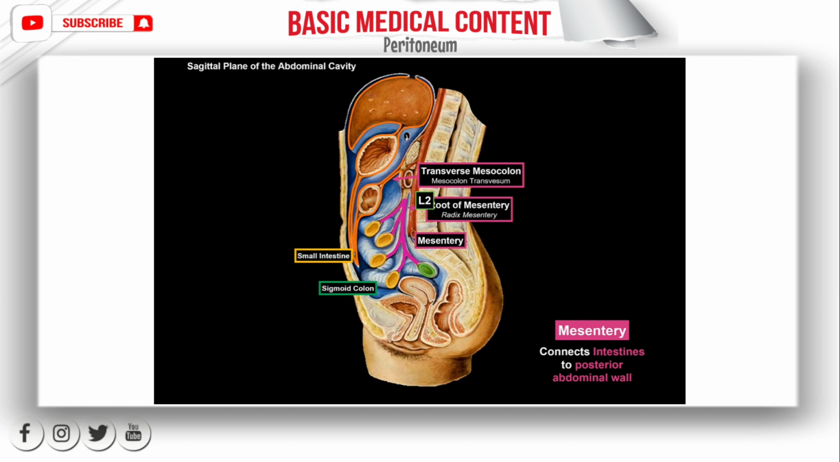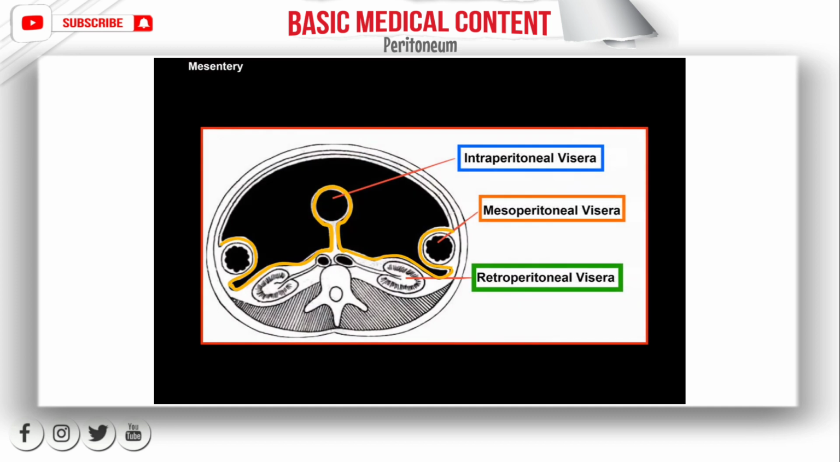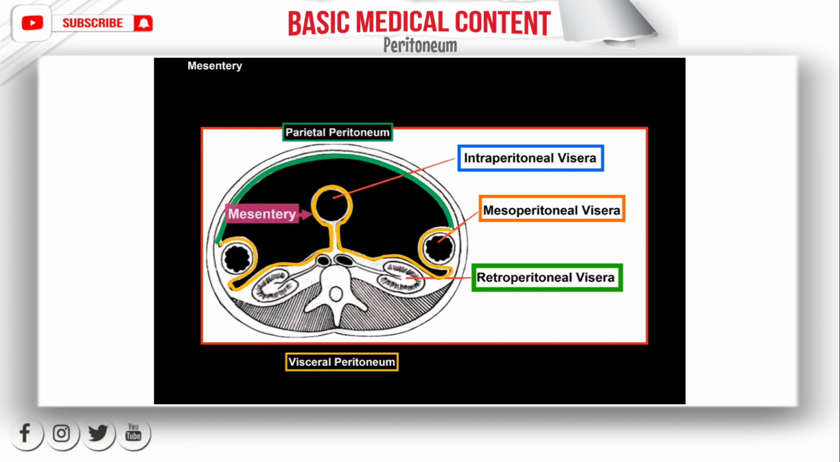And I want you to keep in mind that the mesentery completely surrounds the intestines. So if you remember this picture, everything in yellow here is going to be the visceral peritoneum, and everything in green is going to be the parietal peritoneum. The mesentery is this one, connecting the intestines to the posterior abdominal wall, and it surrounds the intestines and then connects them to the posterior abdominal wall, to which you will find the root of mesentery back here.